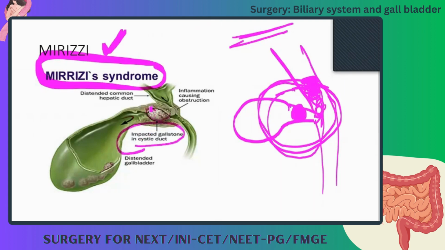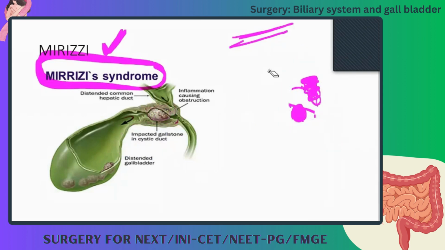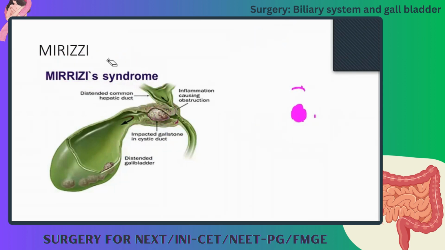See here, there is an impacted gallstone in the cystic duct, which is causing indirect compression on the hepatic duct. Are you able to see that picture clearly? Yes, sir. Here, there is a stone blocking the cystic duct, which is indirectly causing pressure on the bile duct. This is Mirizzi's syndrome.